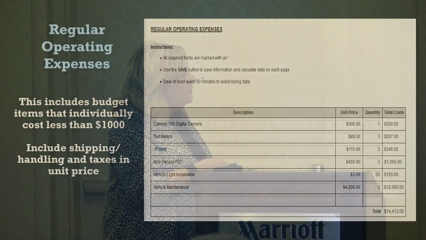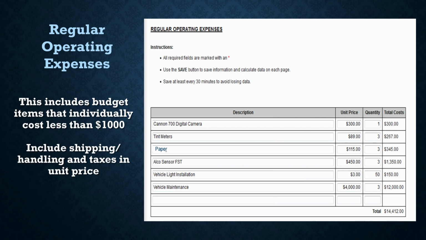Okay, so now we're going to talk about the regular operating expenses. So in the next few slides, we're going to see the other budget forms that you're going to be working with when you put together your budget. This particular slide has the regular operating expenses, and this is individual costs less than $1,000. In these costs, you want to include your shipping and handling. If it's something that you're ordering, you want to make sure you have that included.